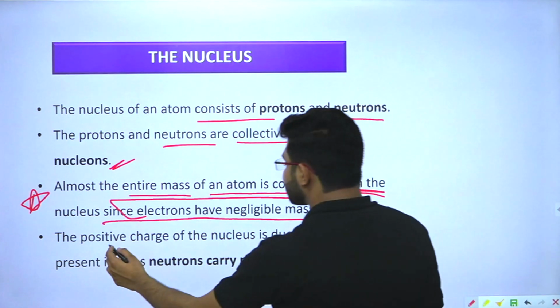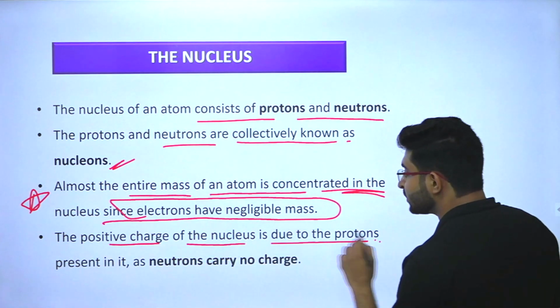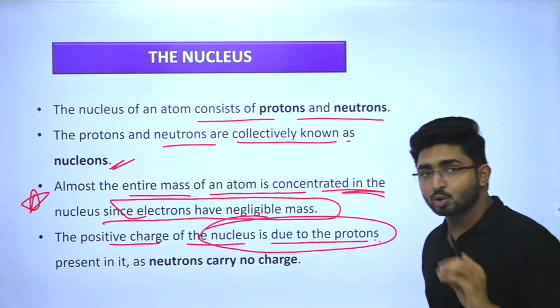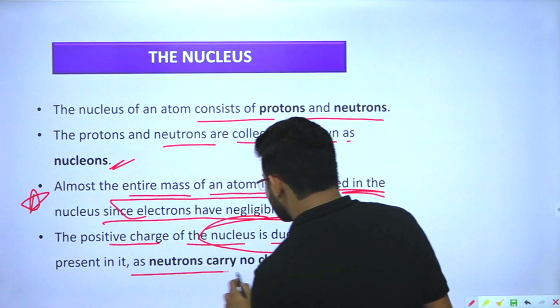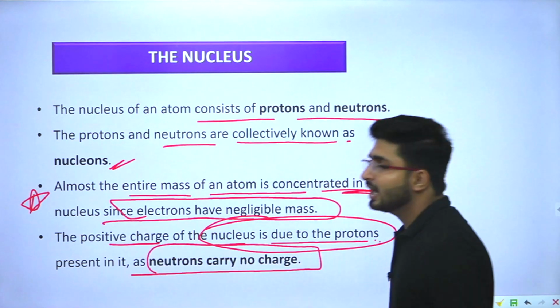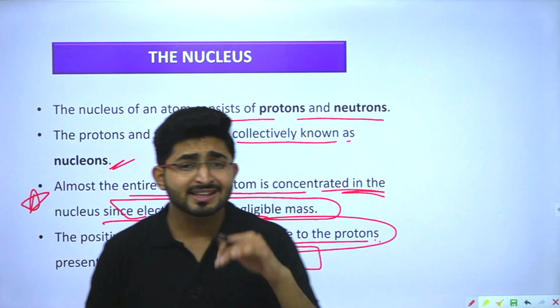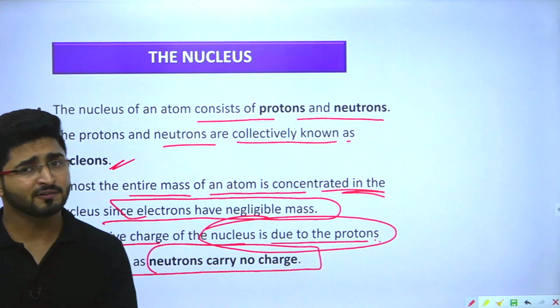The positive charge of the nucleus is due to the protons only, because neutrons have no charge. Neutrons carry no charge. That's why the positive charge on the nucleus is just because of the presence of protons.